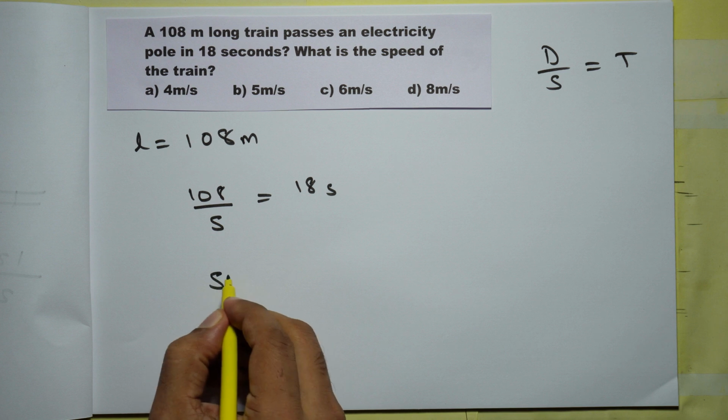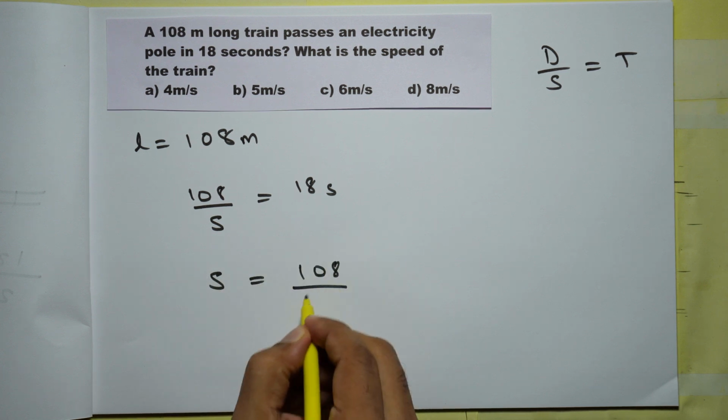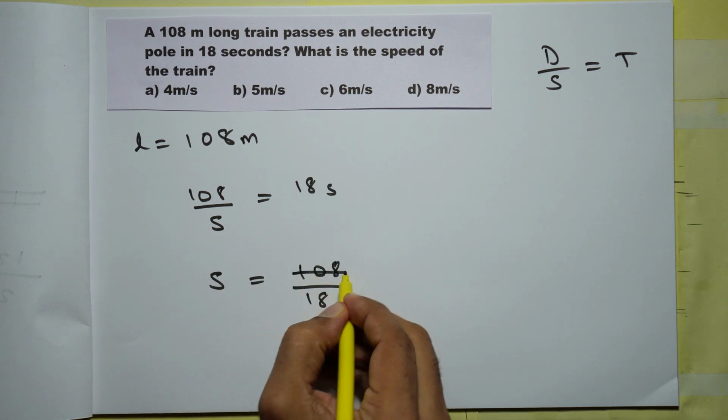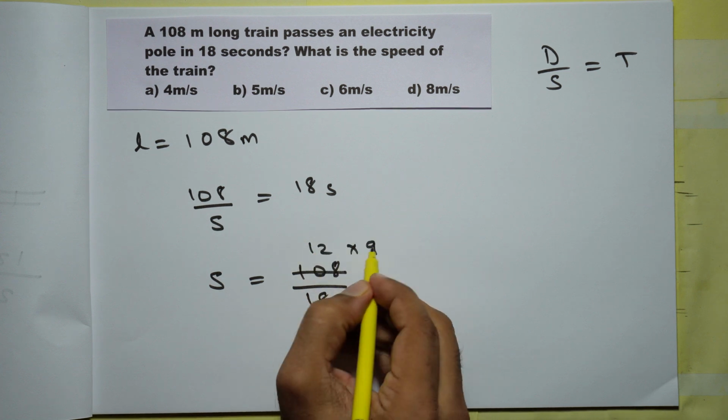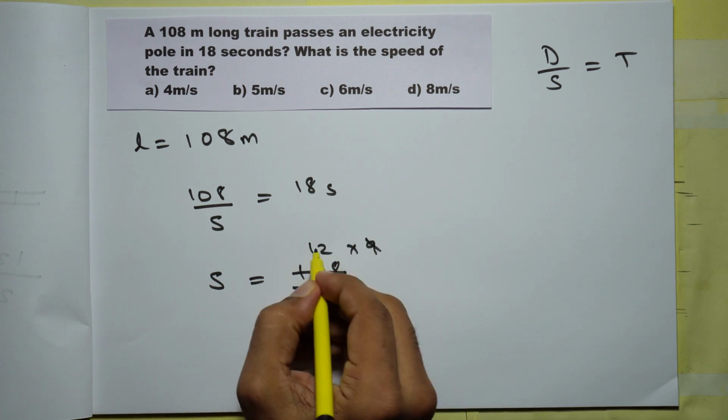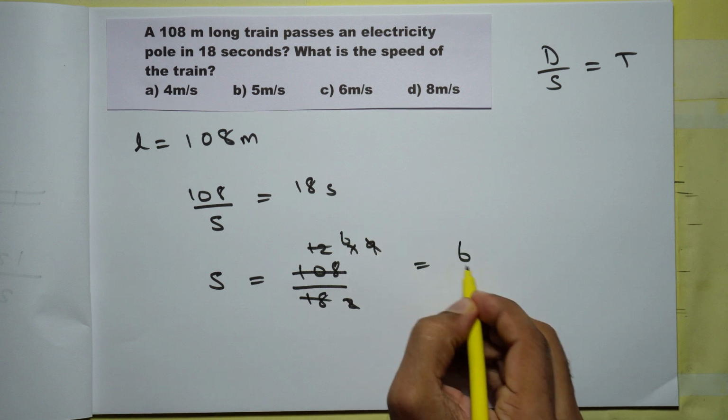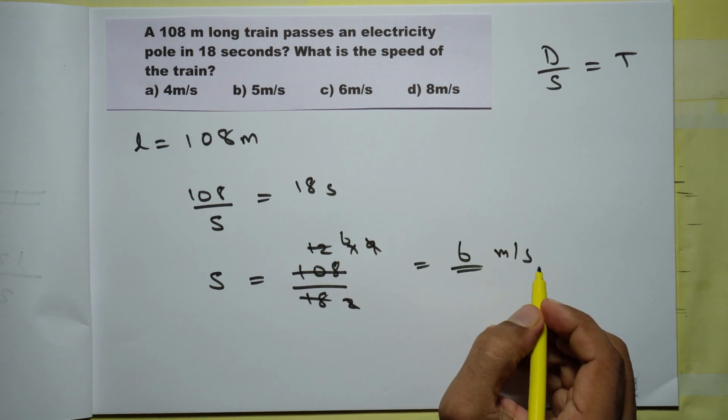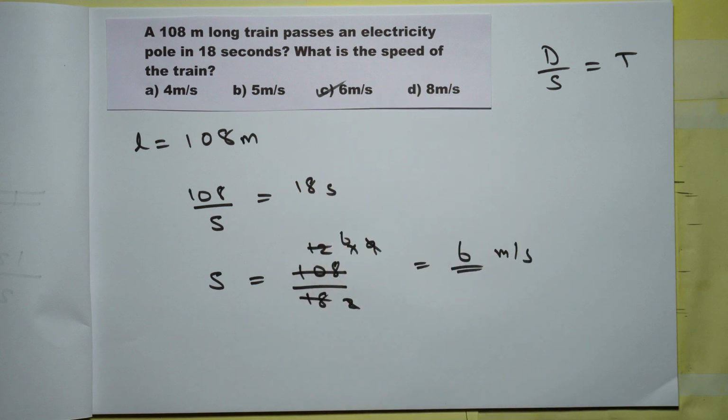So speed of the train you will get as 108 by 18. 108 is 12 into 9. Here 9 divides 2 times, 2 divides 6 times. So speed of the train is 6 meters per second. That is option C.